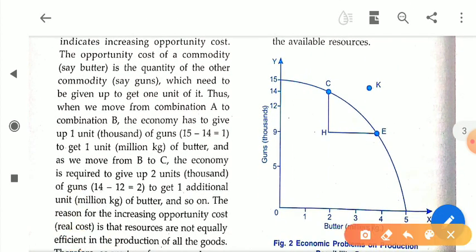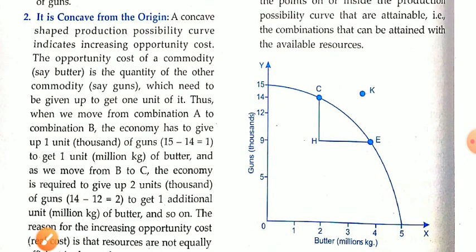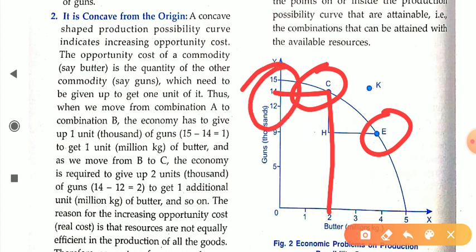Okay, which is your preferable point? You have to select at which point you wish to produce, point C or point E. Because when you choose point C, you can see that the demand for guns is more by the individual as compared to butter. That's why you are producing at point C.